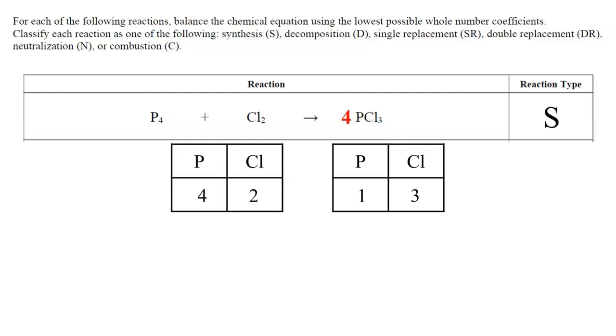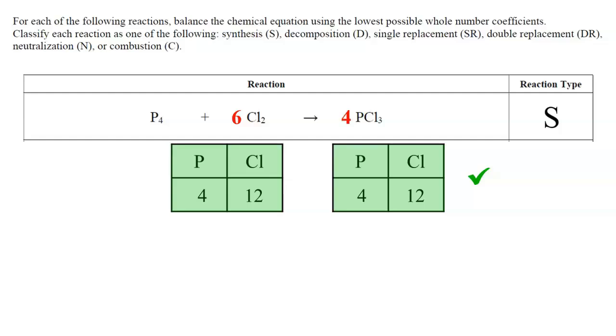Of course, it will also affect the number of chlorine atoms on the right. So my new total on the right would be 4 phosphorus and 12 chlorine. Well, the phosphorus is balanced, but to get 12 chlorine atoms on the left, I'm going to put a coefficient of 6 in front of the Cl₂. So 6 times 2 is 12. Now that I have 4 phosphorus atoms on the left and the right, and 12 chlorine atoms on the left and the right, this equation is now balanced. And my coefficients from left to right are 1, 6, and 4.